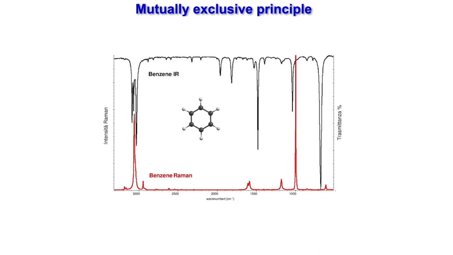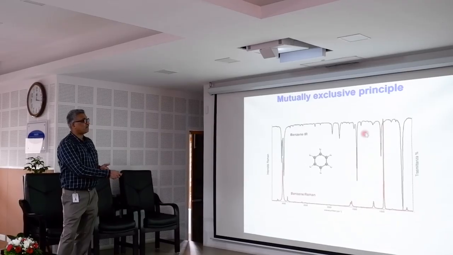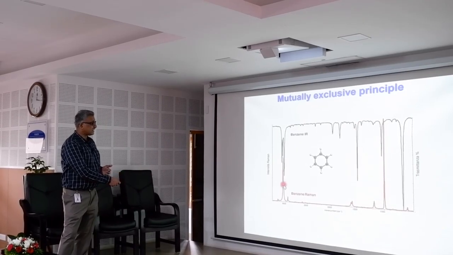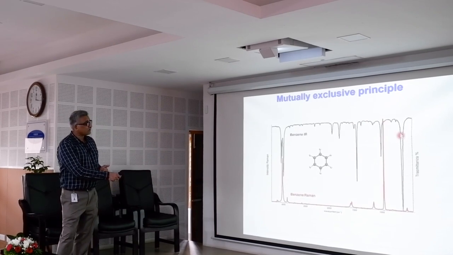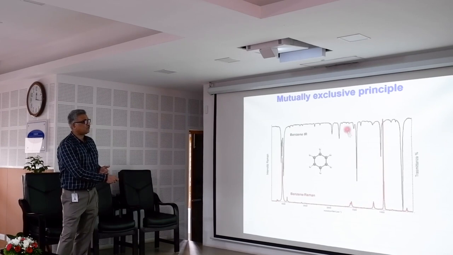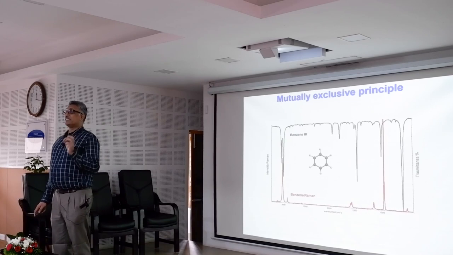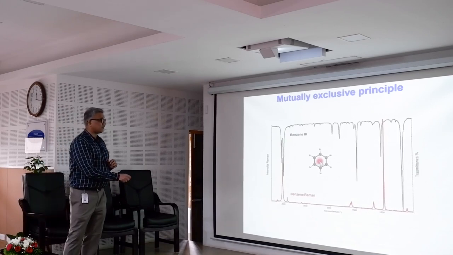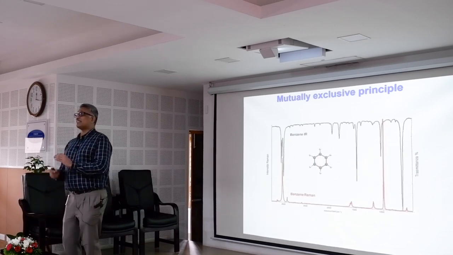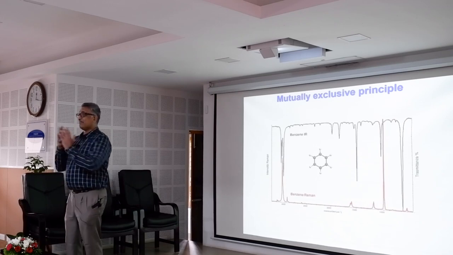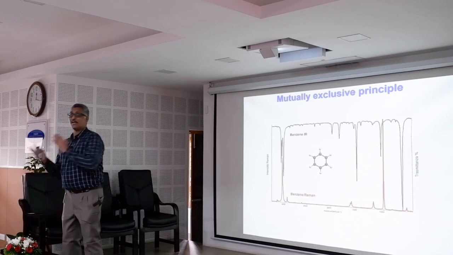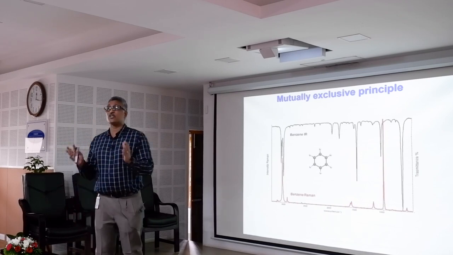If my molecule is very, very symmetric, like a benzene ring, look at all of these modes of Raman; this is IR and this is Raman. Now, none of these vibrations match. There is no matching between the two. Whenever you have a centrosymmetry, if IR modes are there, they will not be Raman, and if Raman modes are there, they will not be IR. So this is called mutually exclusive.